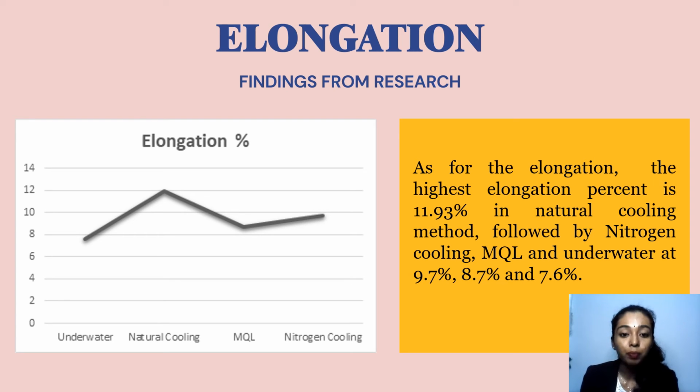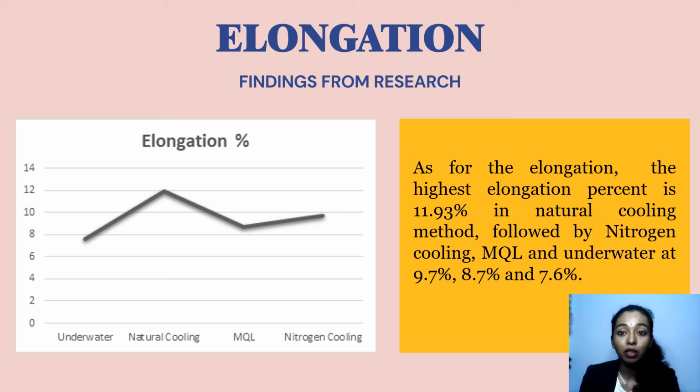So next is the elongation result, which is also a finding from the research. Elongation is the mechanical property of a metal that indicates the degree to which a metal may be bent, stretched, or compressed before it ruptures. Due to the excessive heat, the grains in the workpiece can become coarse and oxidation of metal occurs, which can result in a low percentage of elongation. Based on the table, the highest elongation is 11.93% in natural cooling method, followed by nitrogen cooling, then MQL, minimum quantity lubricant, and then underwater friction stir welding cooling method, at 9.7%, 8.7%, and 7.6%.